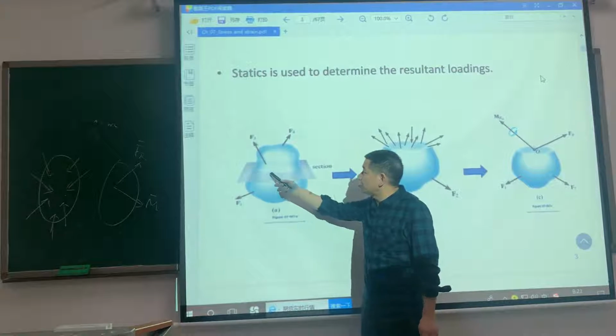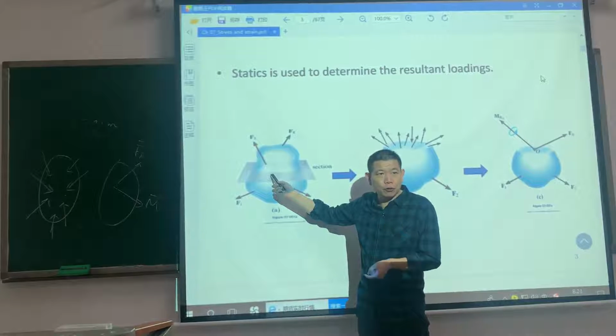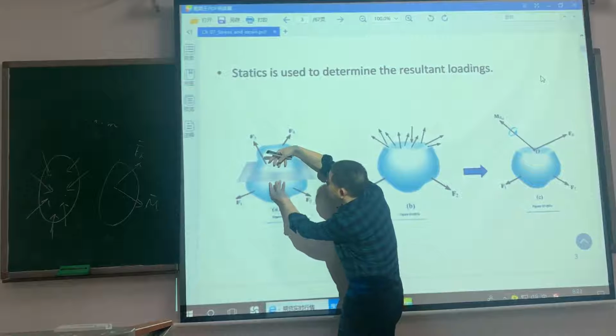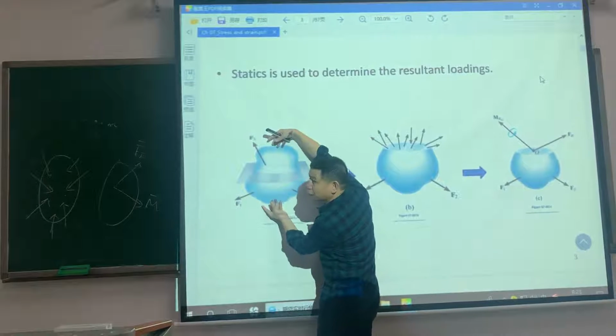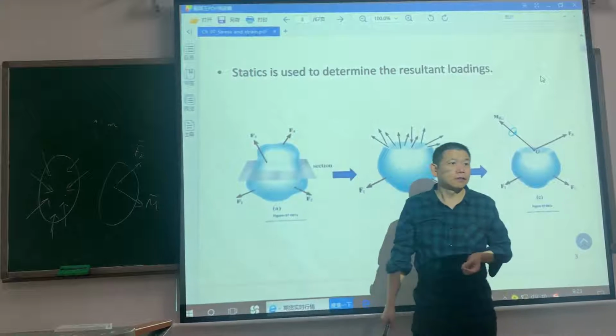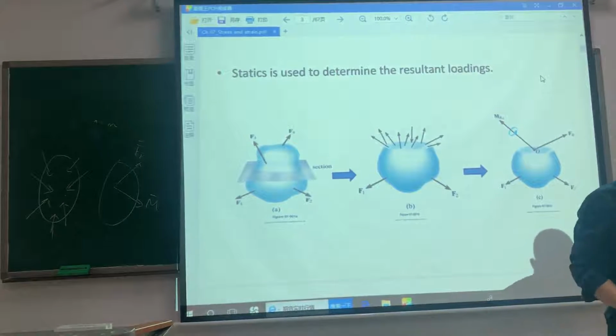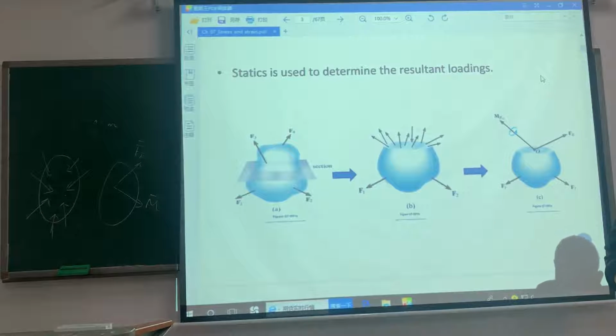In the section, if there is a normal force, it means the body will be elongated. It will be elongated. Understand? It is the effect of normal force.